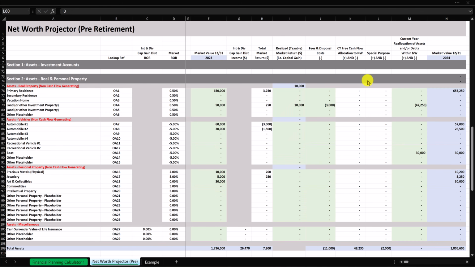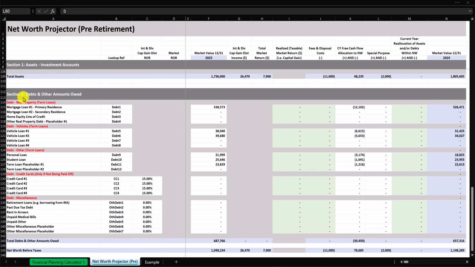Like that. Now going down the list here in section 2, real and personal property, we certainly could have allocations of current year free cash flow to various assets. For example, if we used current year funds to purchase assets. In this case, I haven't actually put any numbers in here, but we certainly could and will have a place within the cash flow projector to accomplish that.